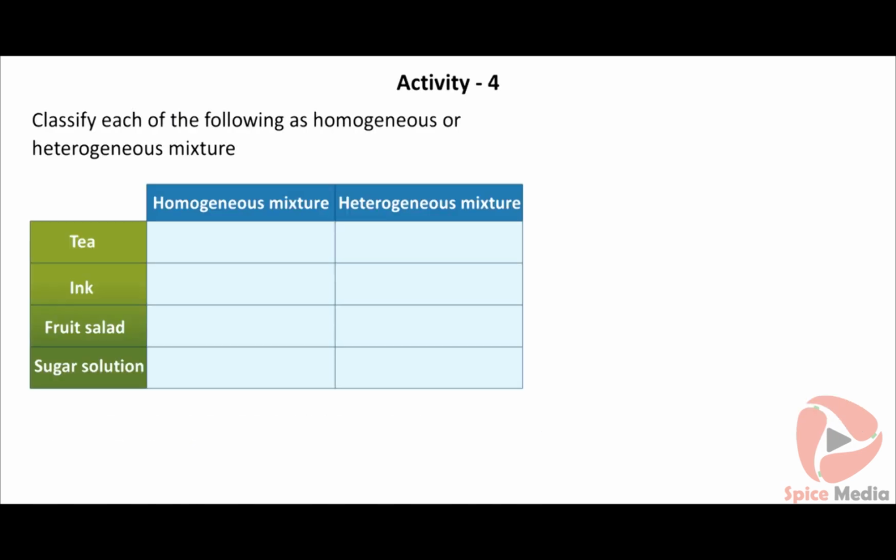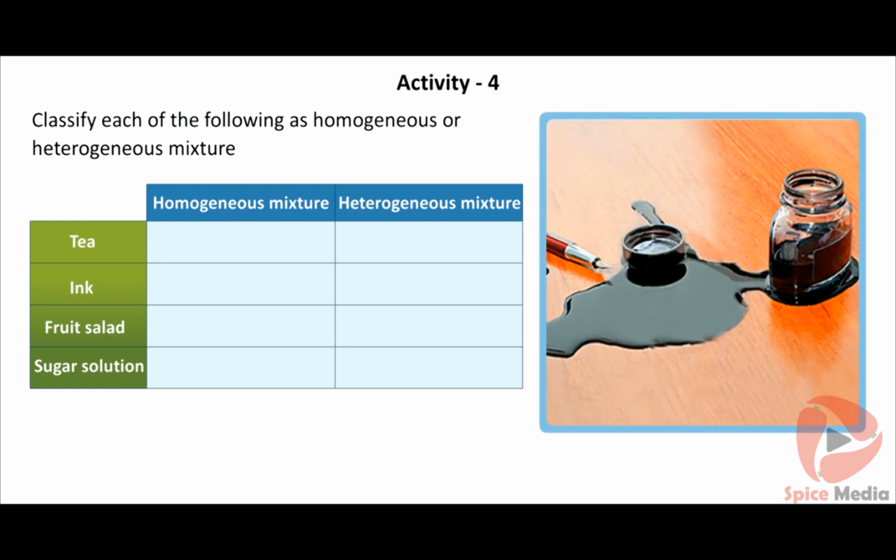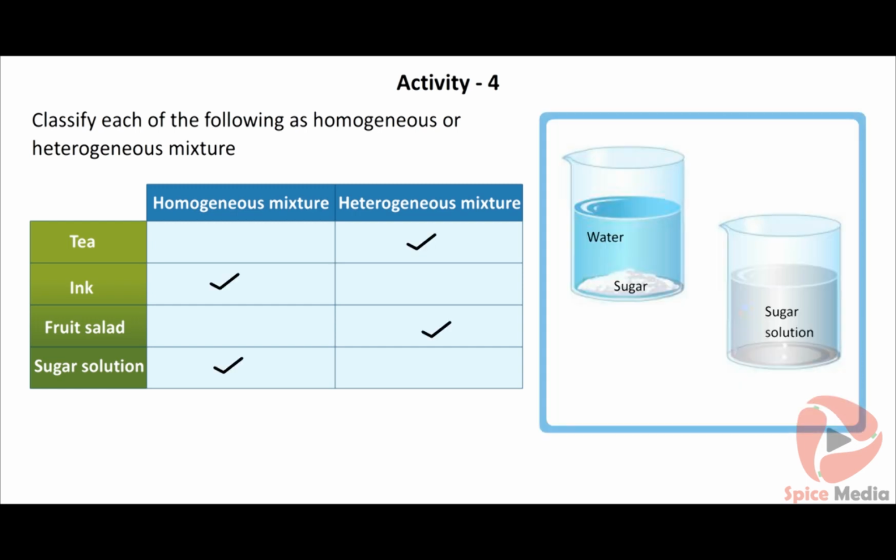Classify each of the following as homogeneous or heterogeneous mixtures: tea, ink, fruit salad, sugar solution. The answer is: tea, heterogeneous mixture; ink, homogeneous mixture; fruit salad, heterogeneous mixture; sugar solution, homogeneous mixture.